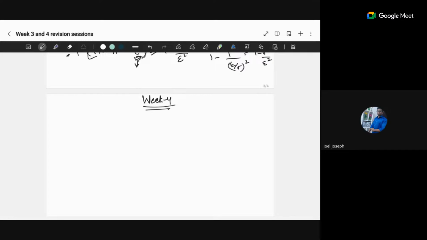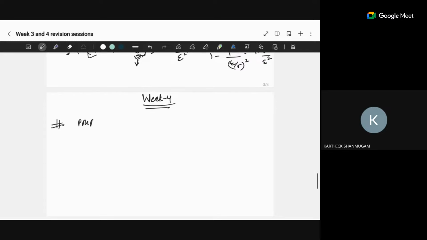Now in week 4, let's do it at speed. So what was all there in week 4? The first thing is we learned about the PMF of a discrete random variable. Then we learned about the CDF of a discrete random variable. Now from the CDF, we move on to the CDF of a continuous random variable. And then we moved on to the PDF. What is PDF? PDF is basically we are calculating the density. CDF is for the continuous random variable, correct?